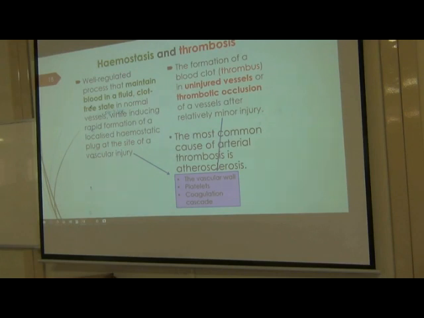What does coagulation mean? Clotting. It's clumping together, isn't it? Rather than being fluid, becoming semi-solid or solid. Rather than being free-flowing, becoming semi-solid or having some pulling together of the blood.